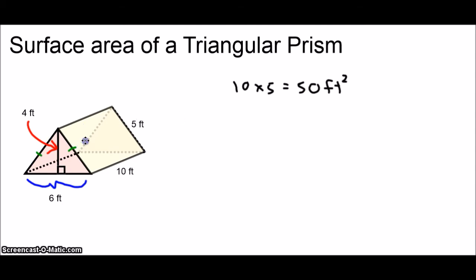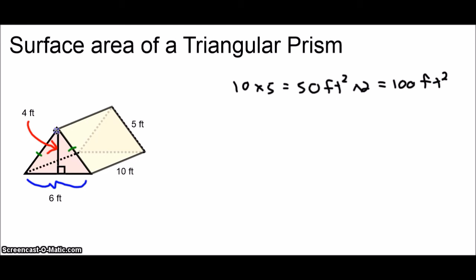This rectangle on the back side, the one you can't really see, is the exact same as the yellow one on the front. You can see this is an isosceles triangle on the end, so this side is also 5 feet, and the length is 10 feet. So we're going to just simply take this measurement and double it, giving us 100 square feet.